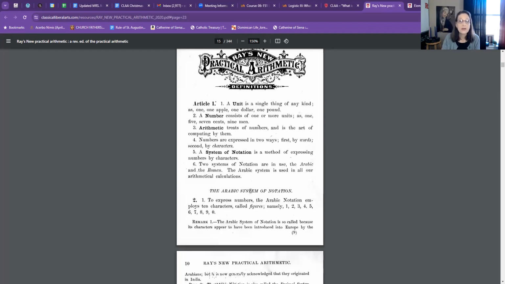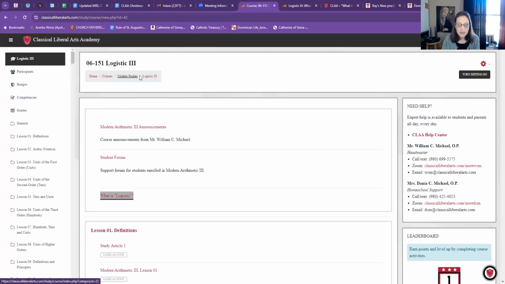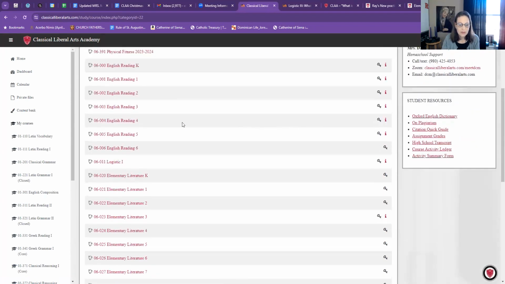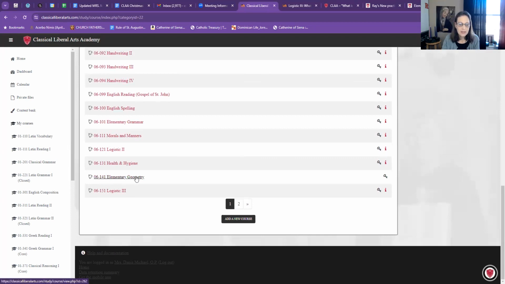Next, let's work on some geometry together, some elementary geometry. So I'm going to show you where this is in the course, okay? So go back to Modern Studies. Here we are in the Study Center. Go to Modern Studies. Scroll down, down, down, down, down. And here it is. See this right here? Elementary geometry. Okay, so click on that.